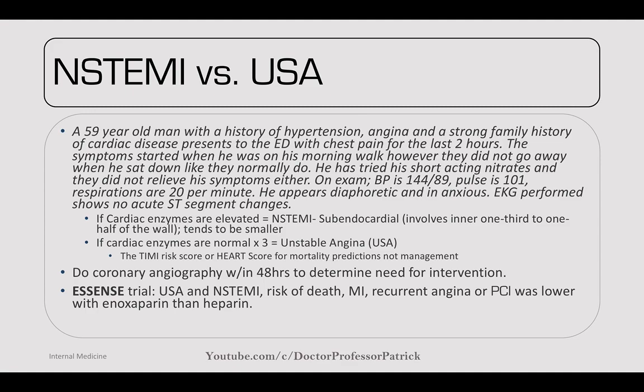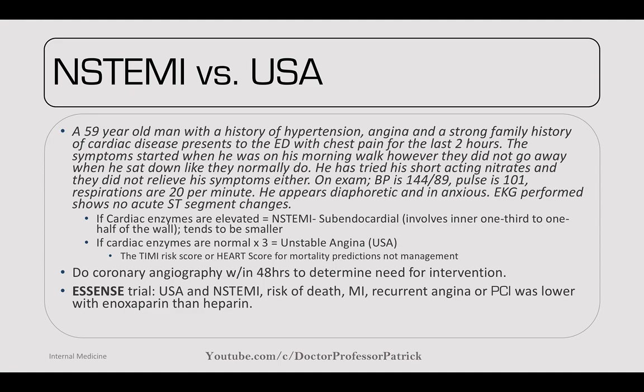If they're elevated, you can diagnose an NSTEMI, or a subendocardial MI. The inner 1/3 to 1/2 of the wall tends to be a smaller MI, usually from a lagging plaque rupture. And if these cardiac enzymes are normal, we're going to call this unstable angina. So the TIMI risk, or the HEART score. So these scores are going to be used for mortality predictions and not management.